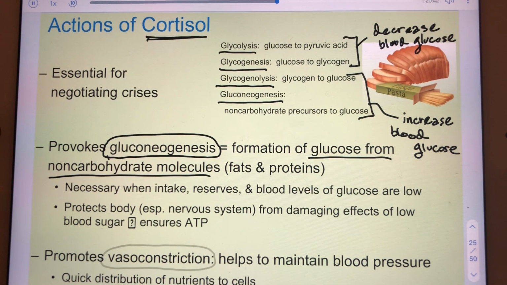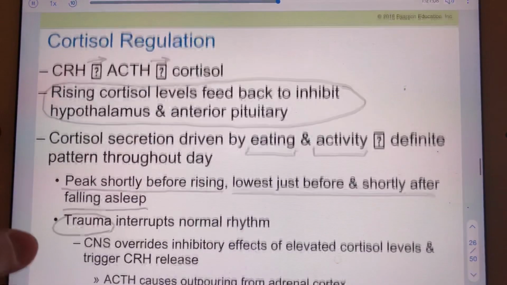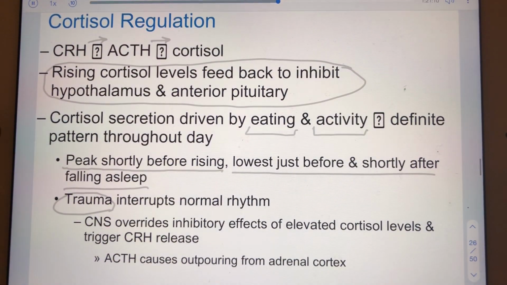Another action of cortisol is to cause vasoconstriction and therefore help to maintain relatively high blood pressure, just to ensure that those fuel molecules get to their targets as fast as possible. Let's move to slide 27. These weird symbols were arrows.